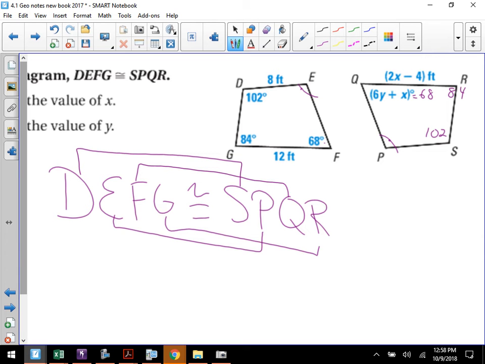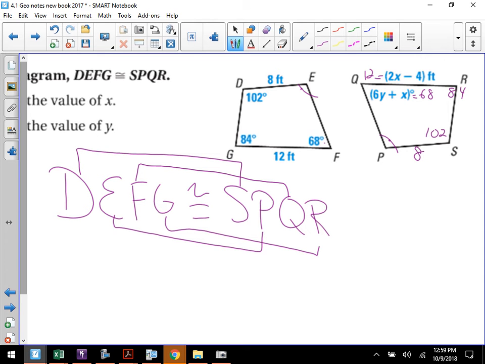Side lengths, on the other hand, I have side length DE. DE are the first 2 letters of the first statement. That means it has to correspond to what 2 letters of the second one? SP, good. That's the idea of looking and reading your statement to understand that even though that 2x minus 4 is on the top, it doesn't necessarily mean it corresponds to the value of the other diagonal. Okay? That's where you guys will mess up, because this has to equal 12.